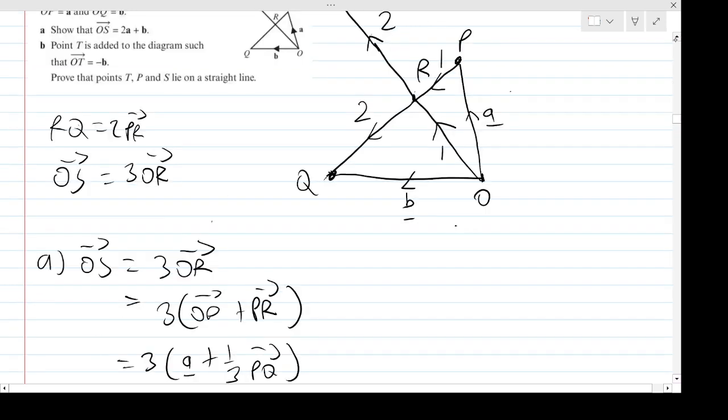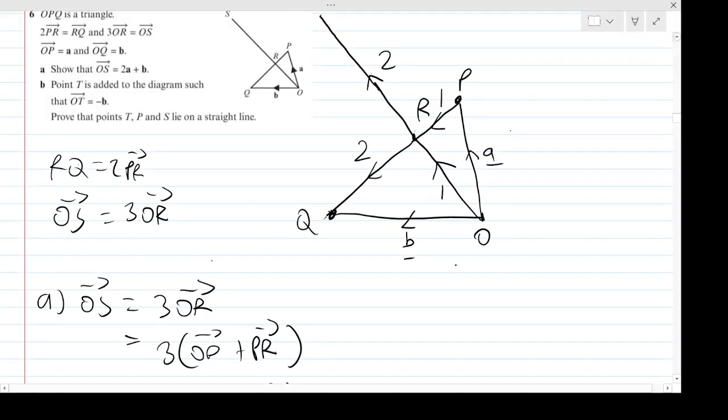Oh, we're given a point T now, which is added onto the diagram such that O to T is minus B. Right, so we can add that on, okay? So O to T then, we're told O to T is negative B. Well, we know O to Q is positive B, so the vector B is that way, right? So to go the other way, to negative B, it's going to be in reverse, right? It's going to be the opposite direction from O to Q. It's going to be that way instead.